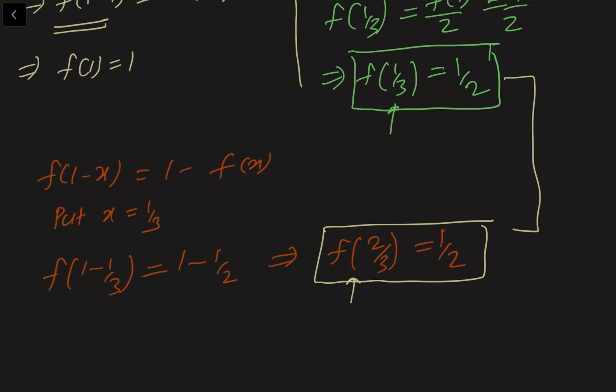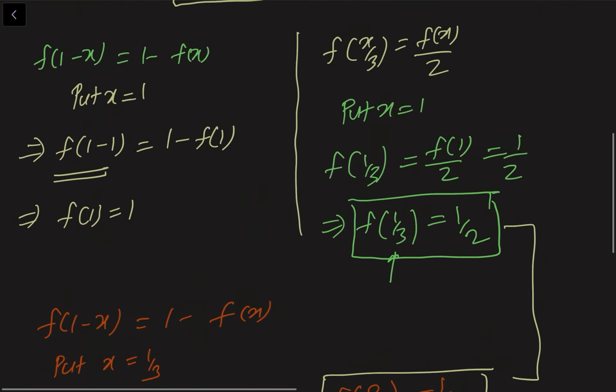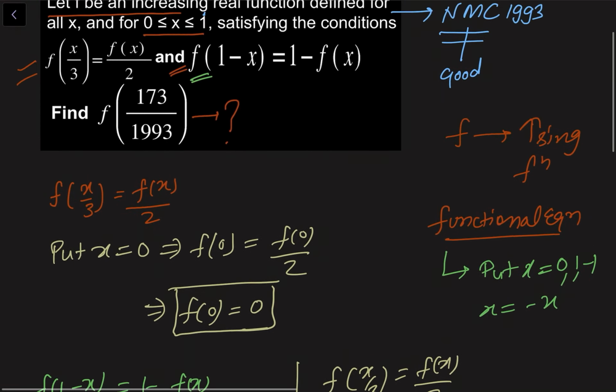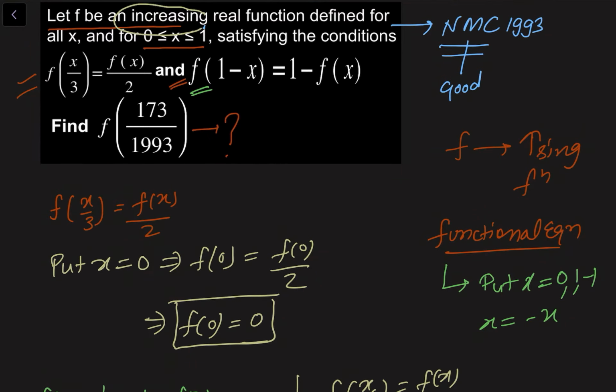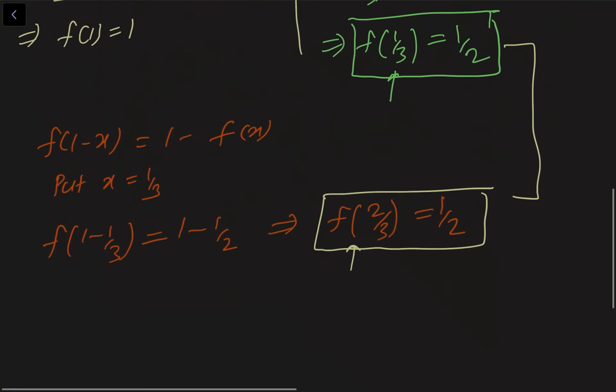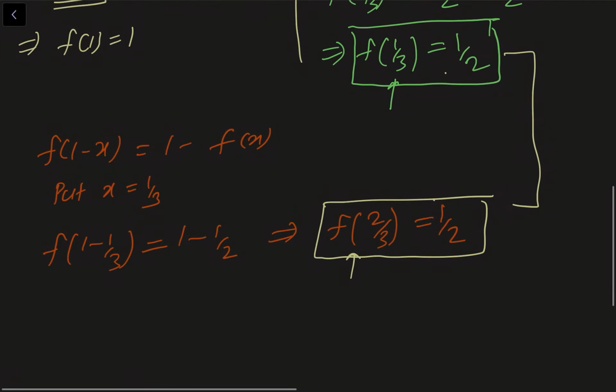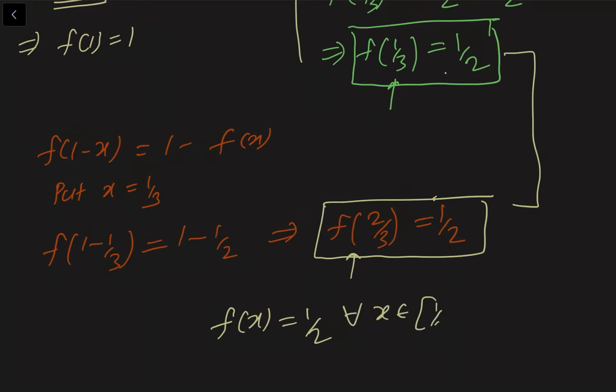So we are getting the same value for f of 2 by 3 and f of 1 by 3. Now can you say anything from these two things? In the question it is mentioned that it is an increasing function. Increasing function means it cannot be decreasing. So if f of 1 by 3 is 1 by 2 and f of 2 by 3 is 1 by 2, I can say that f of x is 1 by 2 for all x belonging to 1 by 3 to 2 by 3. Well and fine.